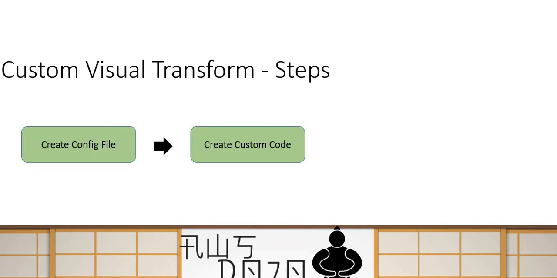You write some PySpark code which you want to use to perform the custom transformation you want to perform. And finally, you upload this config file and custom code to some S3 bucket in a specific location, and I will talk about that. And when you do that, it is ready for reusability.